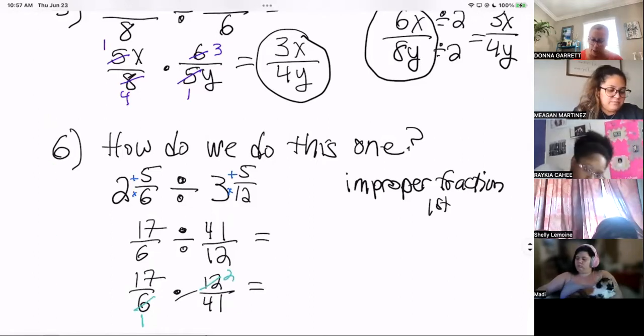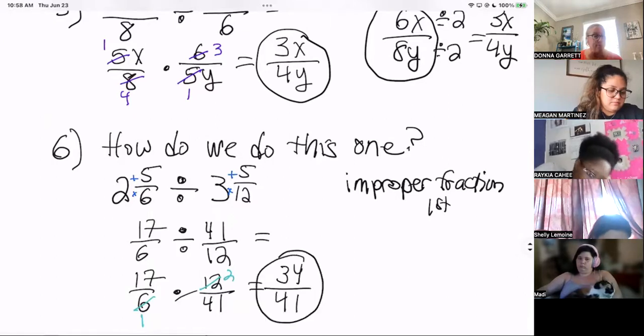So we're going to multiply across. 17 times 4 is 34. And 1 times 41 is 41. And I have my answer. And then always say that one last thing, like, can I divide both of them by something? And there's nothing else.